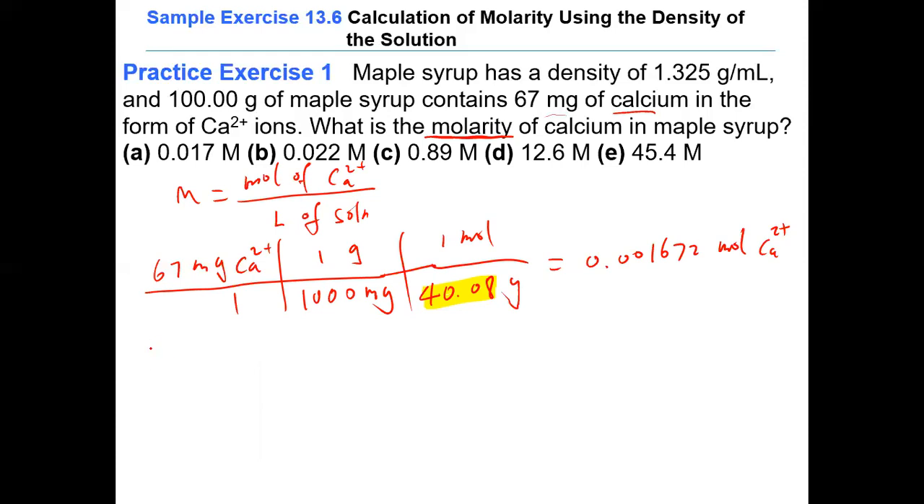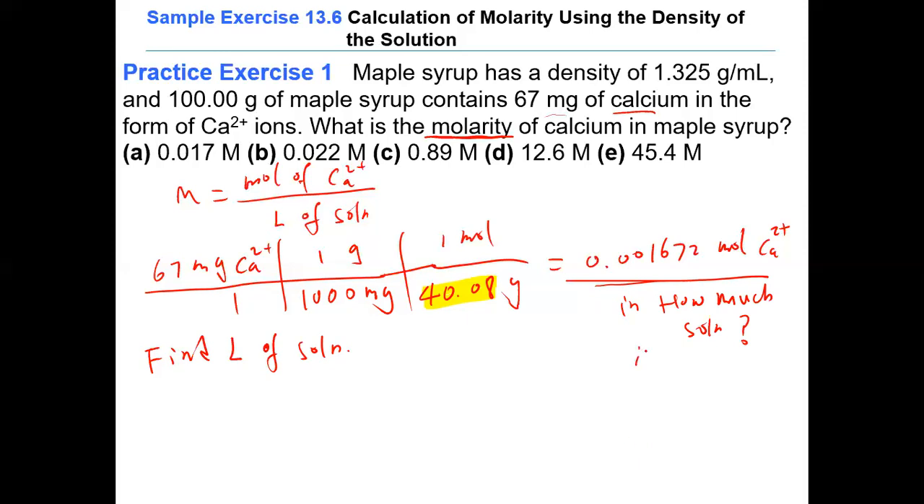Okay, so next, we want to find out liters of solution. Okay, now this much more in how much solution? You have 100 grams of a solution. So with 100 grams of solution, you will need to find the liters of this amount of solution. So what you do, you will take 100 grams of solution, then you use density to find out milliliters, then liters. So density gives you that.